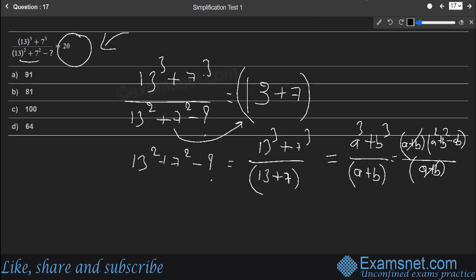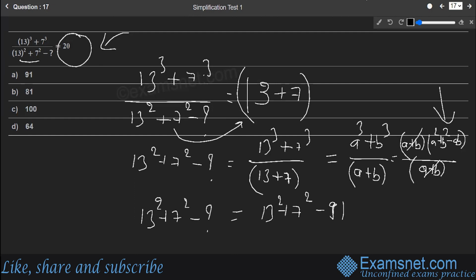This a plus b and a plus b will get cancelled, and we will just be left with this expression. Here our A is 13 and B is 7. So if we use this, the left hand side is as it is, 13 square plus 7 square minus question mark. On the right hand side, only A square plus B square minus AB is left out. How much is that? 13 square plus 7 square minus 13 into 7 is going to be 91.